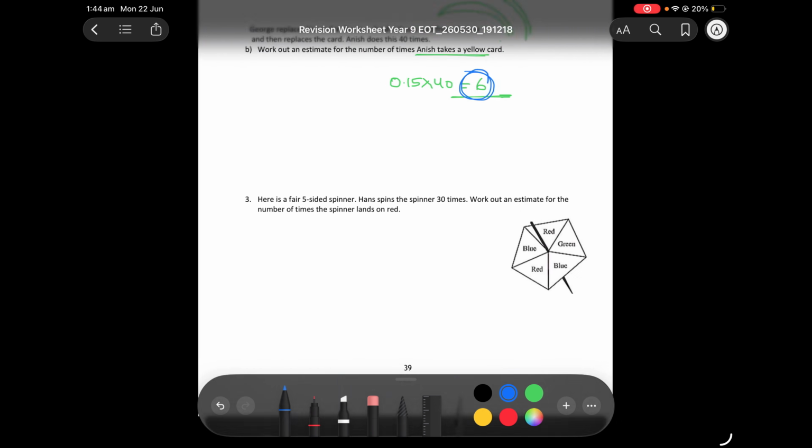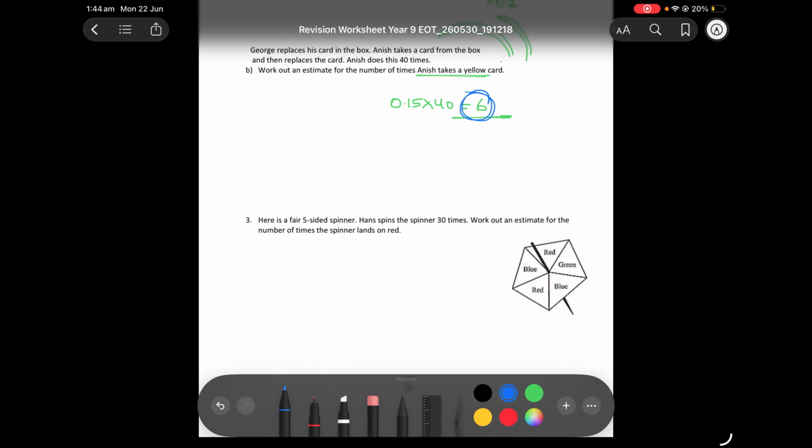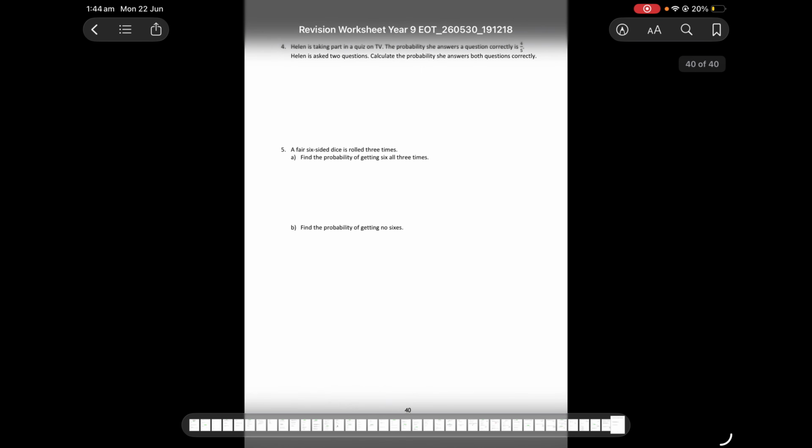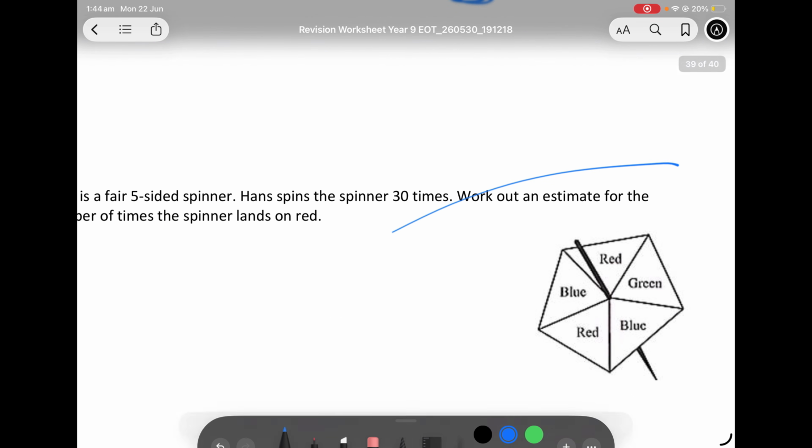Okay, and let's look at the next question over here. It says, here is a five-sided spinner. The hand spins 30 times. Work out the estimate for the number of times it lands on red. First of all, we need to see if there is anything given for the red, any table or anything. No, there's nothing given. We only have to find it from here.